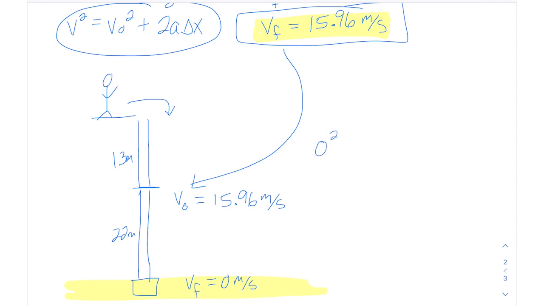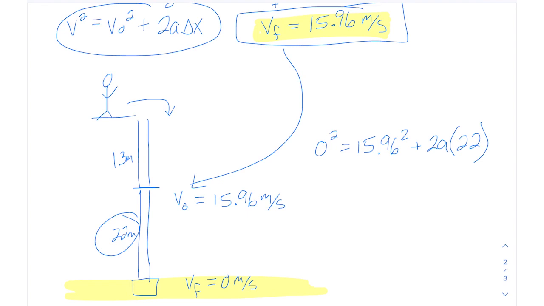Here v final squared is 0 squared, v initial squared is 15.96 squared. And then we have plus 2a. And our delta y in this case, that's over the course of 22 meters that we're slowing down that much. So basically what they're saying in this calculation is that we have the spring force opposing our downward motion, which is slowing us down. So we're actually going to be accelerating in that opposite direction.